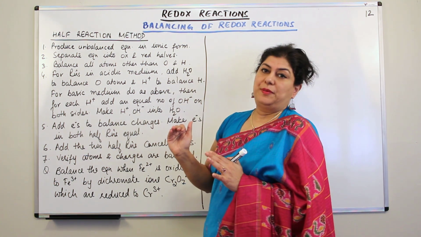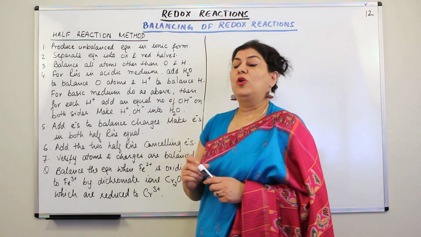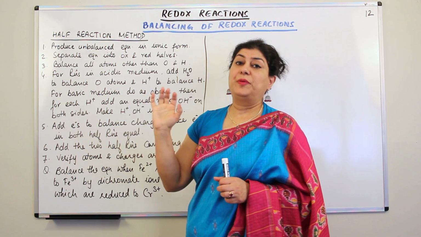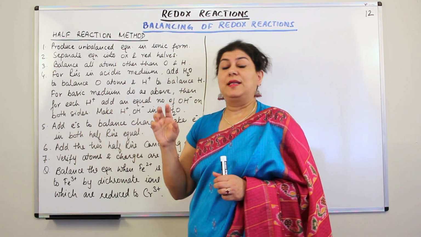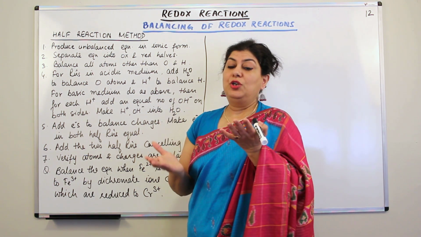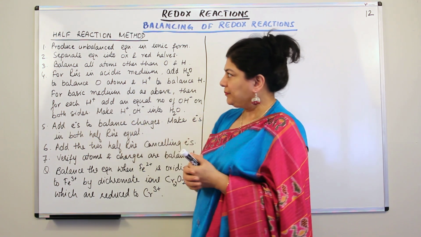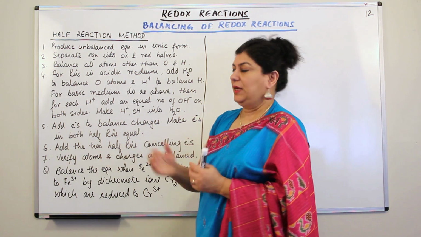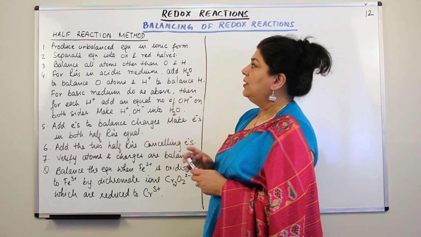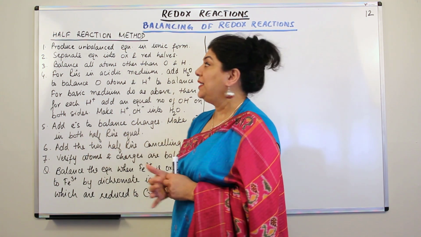The first step is to produce the unbalanced equation in ionic form, or to write down the equation. The formulae of all reactants and products should be correct. The only condition is that they should be in ionic form, because with reduction and oxidation, you would be able to balance it only if you know the charges of the ions. Therefore, you will write the ionic equation first with all the reactants and the products, at least those species which got oxidized and reduced.